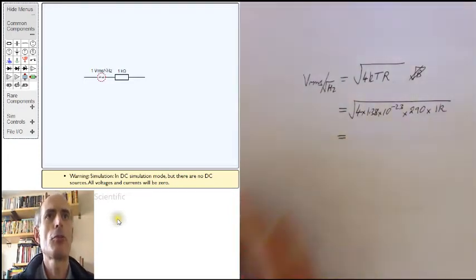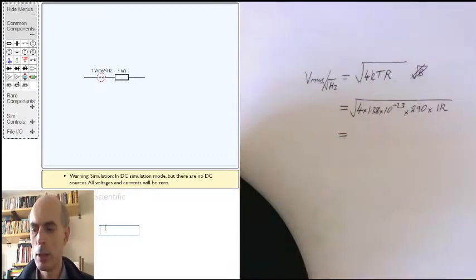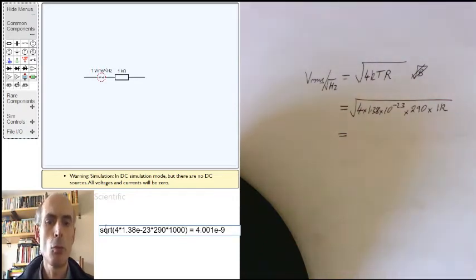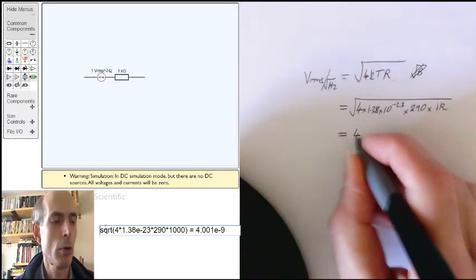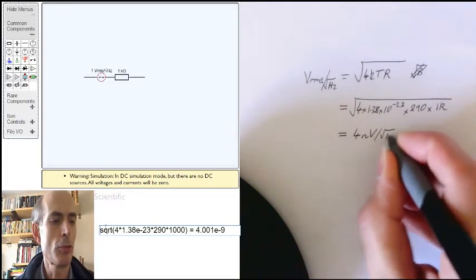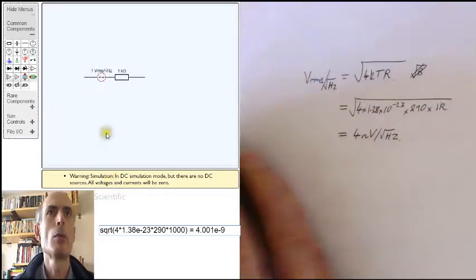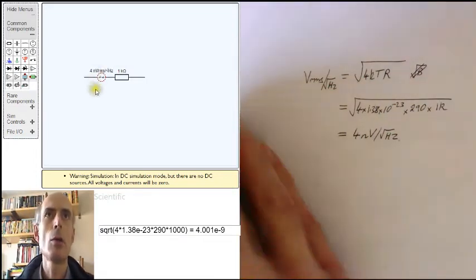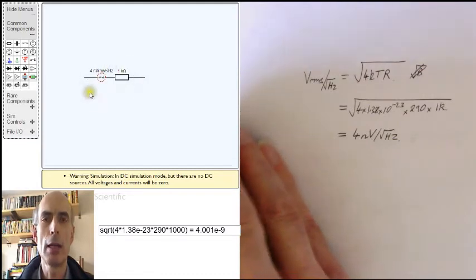Plug all that into a formula, and we get the square root of 4 times 1.38 times 10 to the minus 23 times 290 times 1K, which is 4 times 10 to the minus 9. So that would be 4 nanovolts per root hertz. Okay, we can just put that in here for N. And now we have a noise model of a 1K resistor.